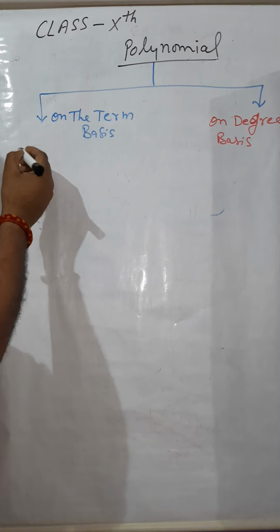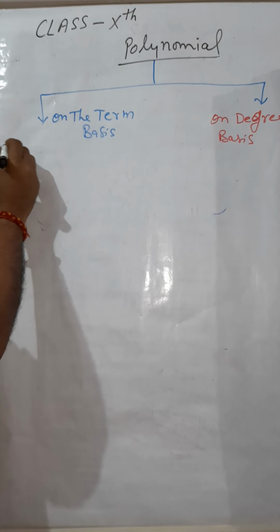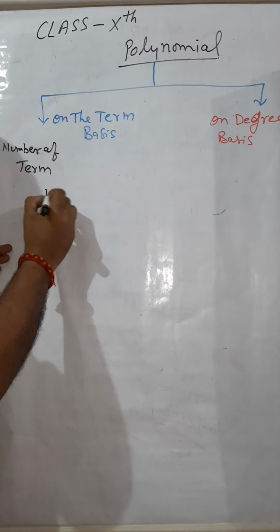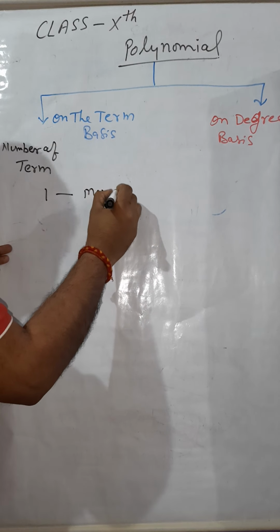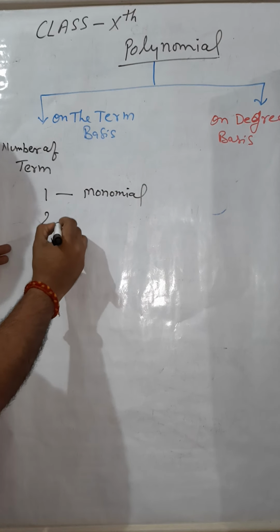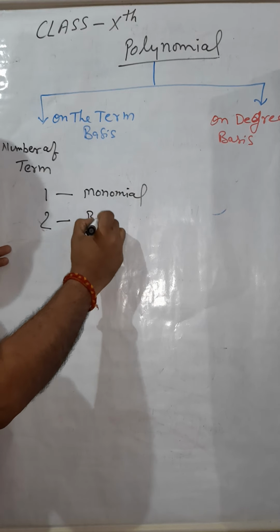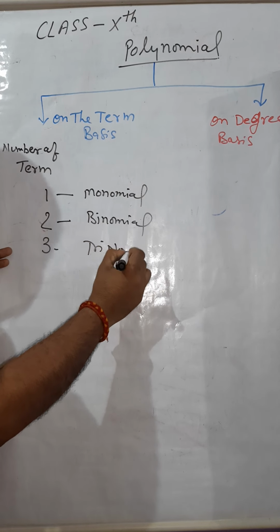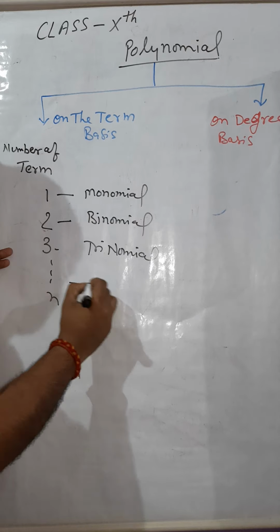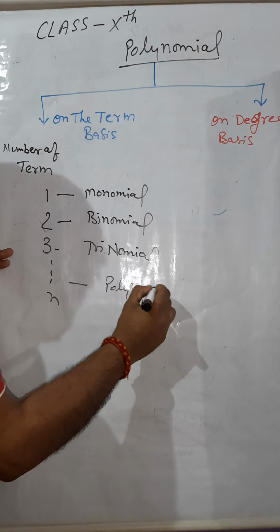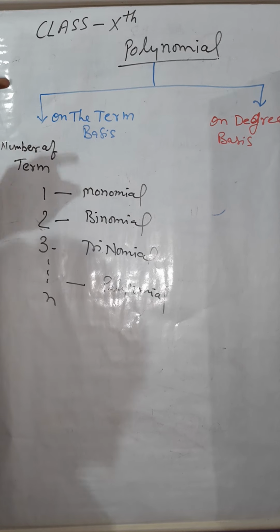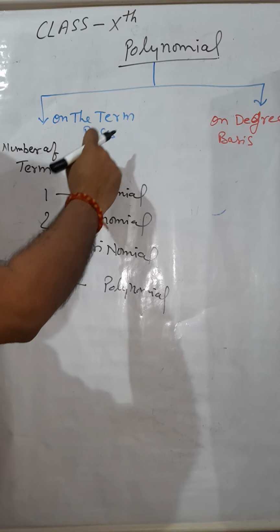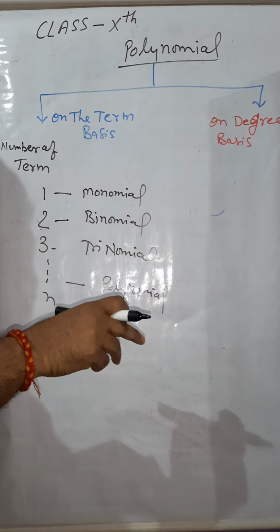So if only one term is here, number of terms 1, this is known as monomial. If the number of terms is 2, this is binomial. 3 terms, this is trinomial. N terms, this is polynomial. So polynomial can be categorized on two bases: one is the term basis, another is the degree basis.